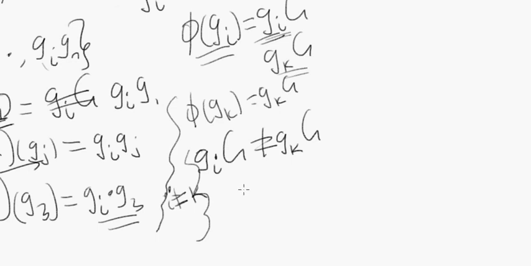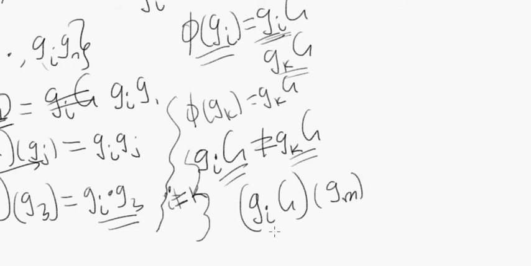Well, the only way that gig can equal gkg is if these two permutations do the same thing to every element. That is, if you take gig and apply it to some element of our group, let's call it gm, right? That's how we've written elements of our group. Let's suppose that they're equal, that gig times gm equals gkg, the function applied to gm.